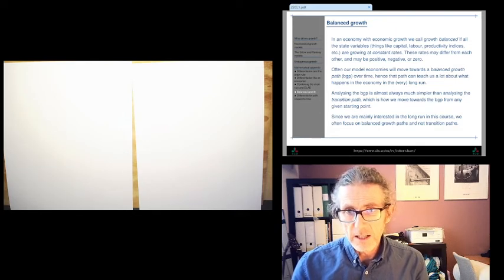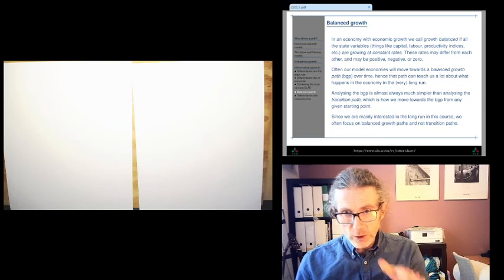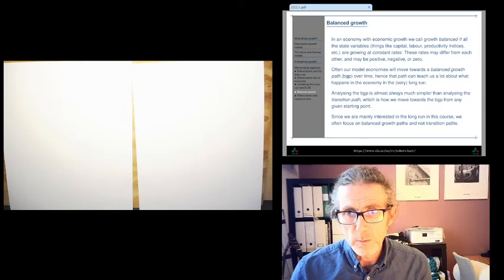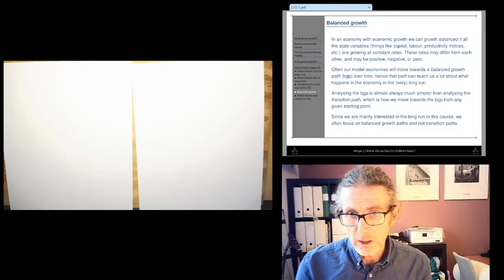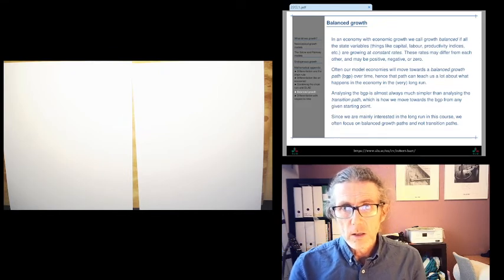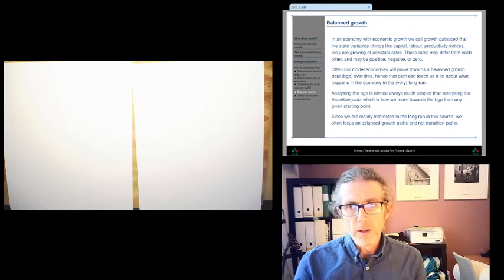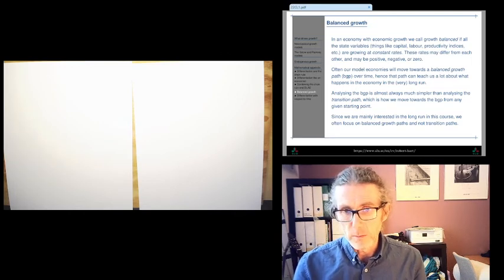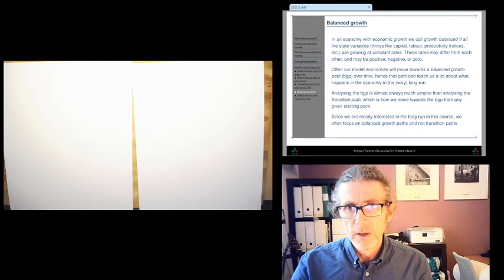And since analyzing the BGP is always much simpler than analyzing the transition path, the general movement of the economy when it's not on a BGP but is moving towards it, which is very complicated, and we're mainly interested in the long run, the BGP is good enough. It's much simpler, so we mainly study balanced growth paths in this course. Okay, so that's balanced growth.